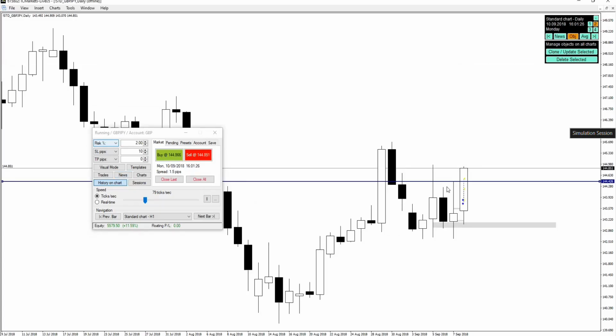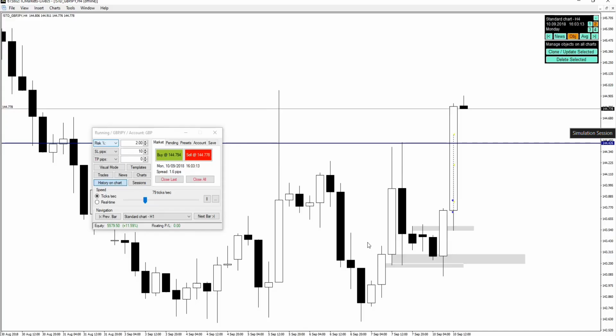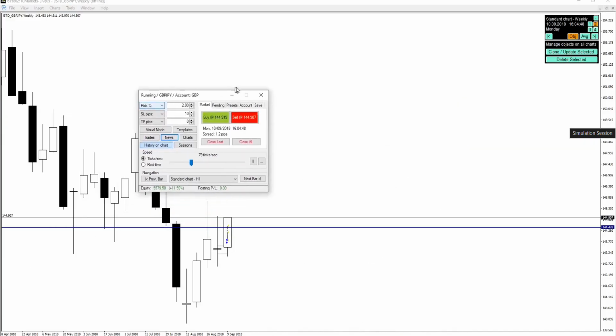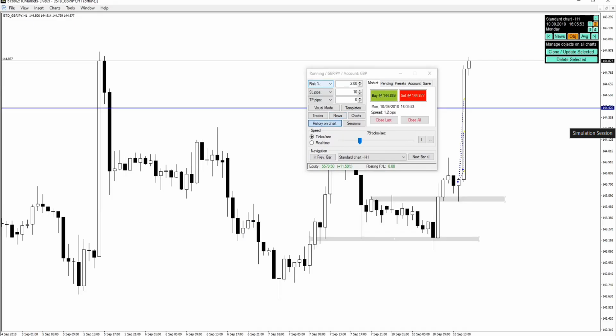Let's take a look at the daily. Yeah, daily filled the wick and daily continued going further up. 4 hour also went up. Yeah, this was Brexit here. Weekly also went up. Well, this was one trade here. This was a lucky trade.